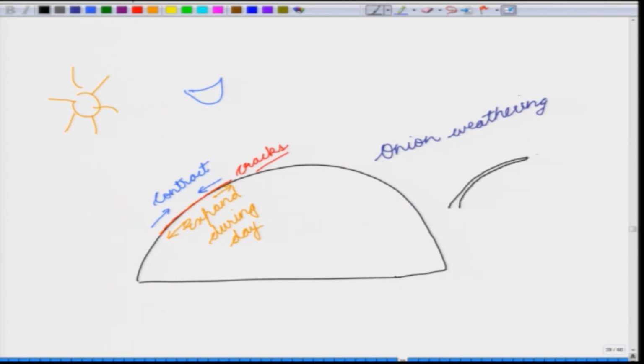So, you have this layer that is cracked and is coming out, then somewhere here you will be having some other crack and it will look like layers of onion.